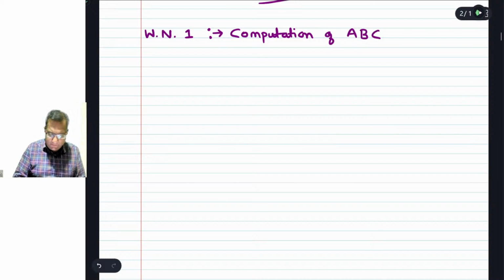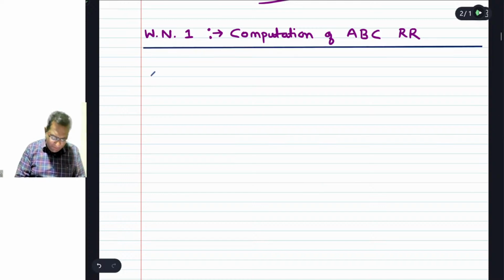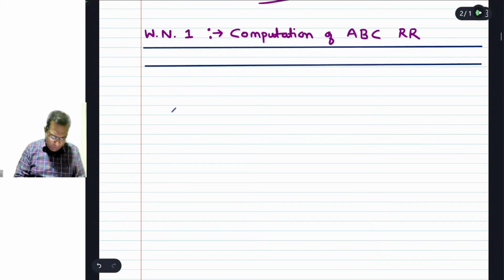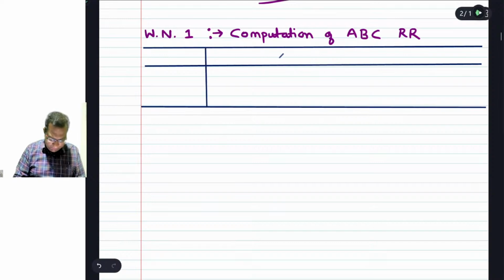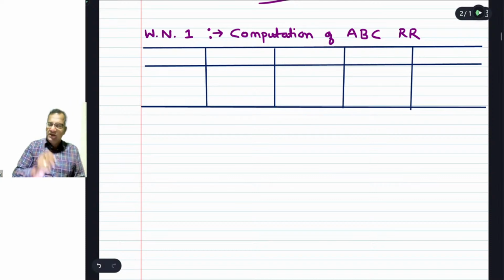Working note number 1, it is computation of ABC recovery rate. There are minimum and maximum 5 columns to find out the ABC recovery rate. Minimum and maximum. So whenever you have to compute the ABC recovery rate, this is the format, beta.